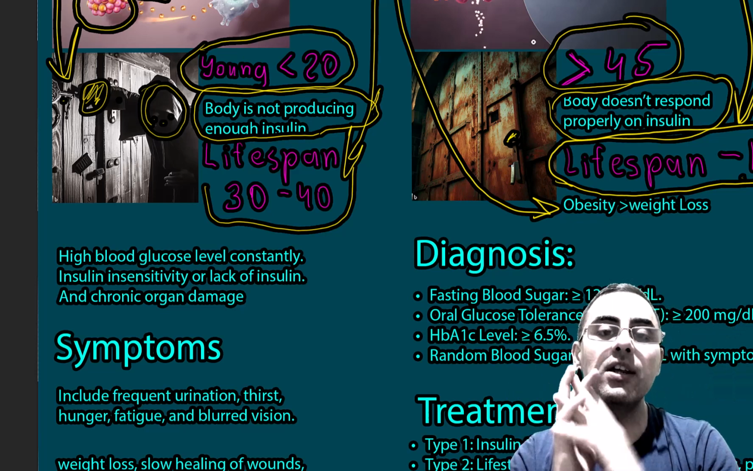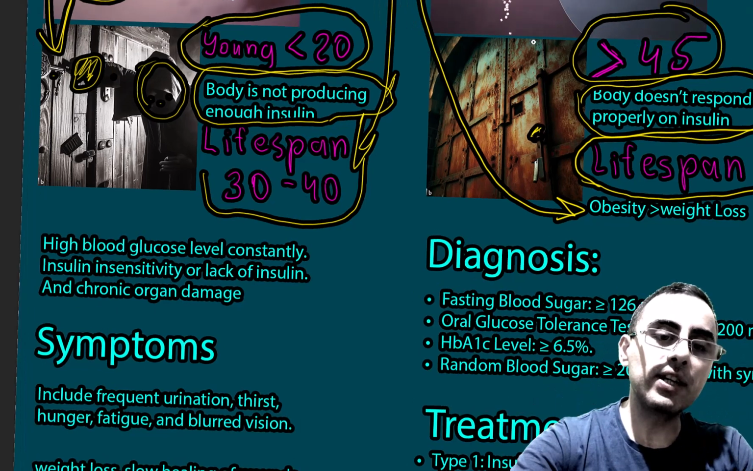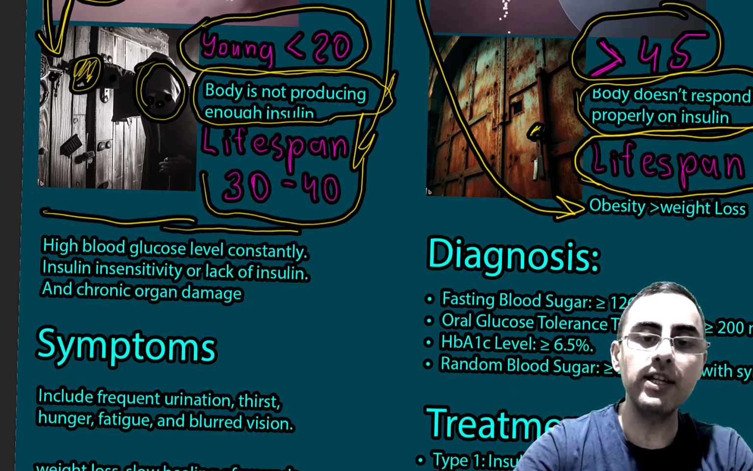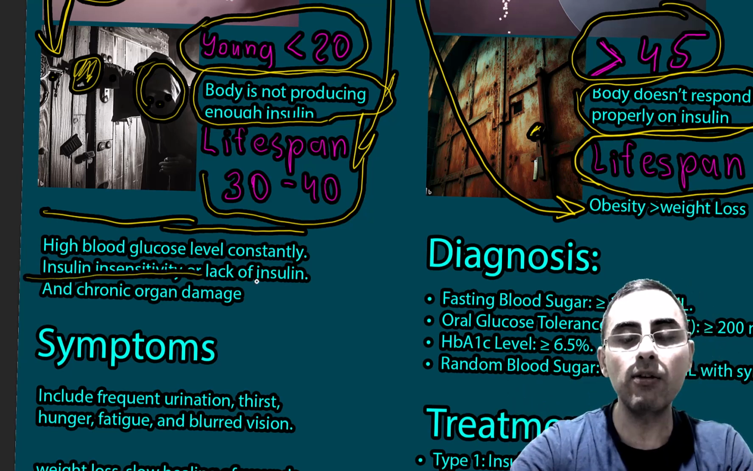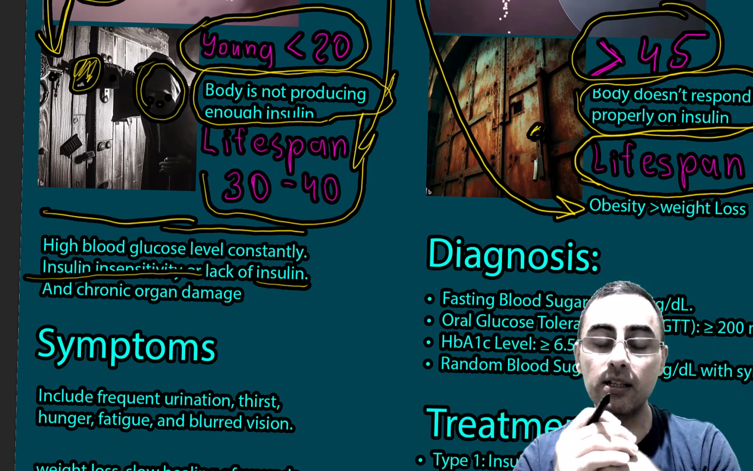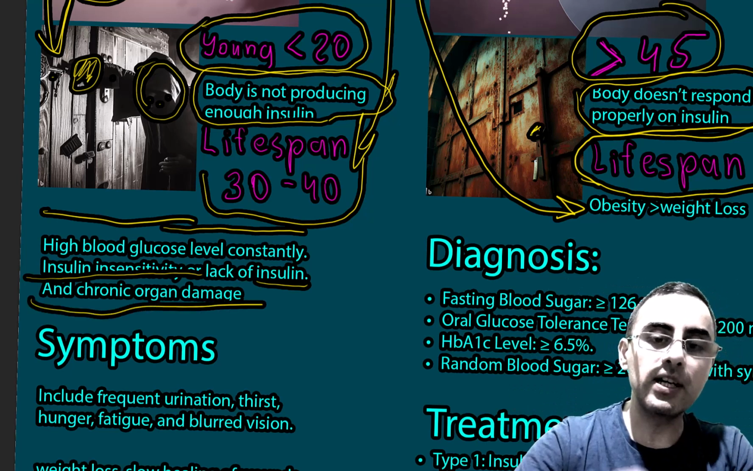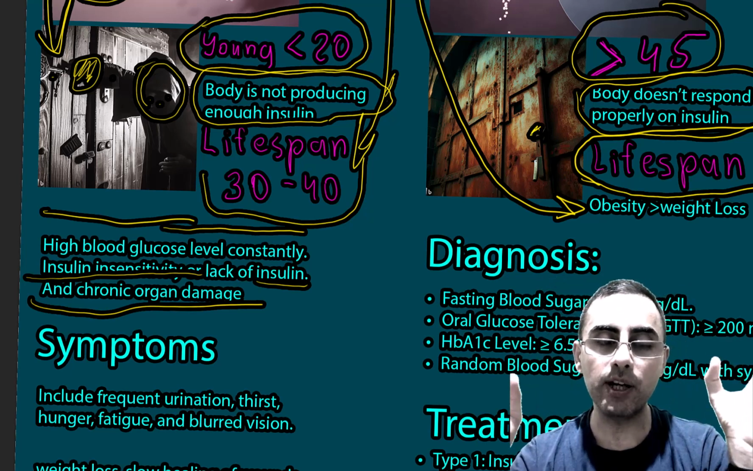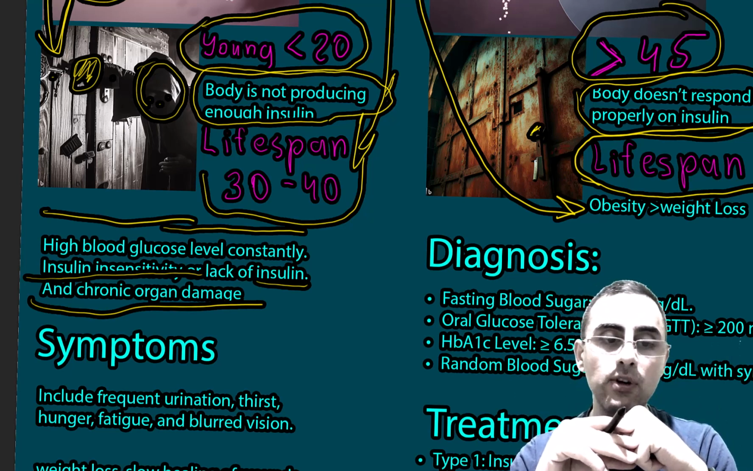If we ask what are the 3 most important things we can say about diabetes, we can say these 3. First, high blood glucose level, and this glucose level is elevated constantly. Second, insulin insensitivity or lack of insulin. So we have insulin resistance or lack of insulin. First is type 2 diabetes, second is type 1 diabetes. And third, chronic organ damage. Elevated glucose level can damage different types of organs, because elevated glucose acts as a poison for our body.